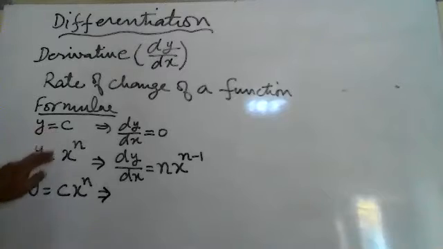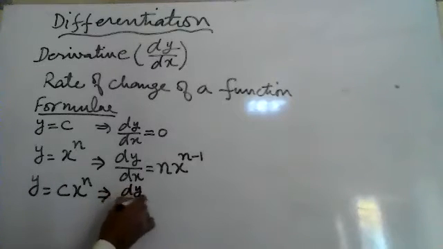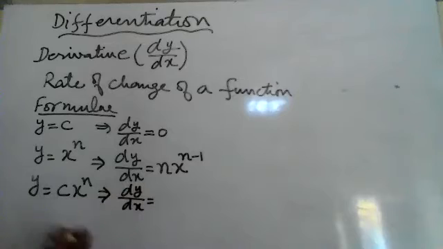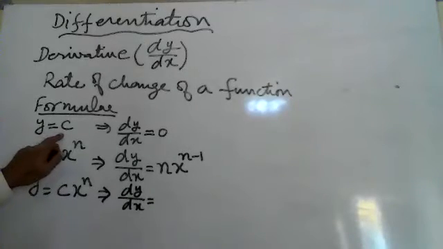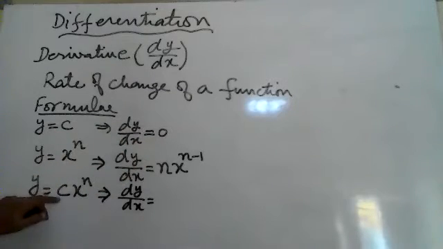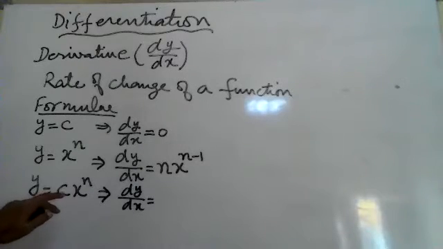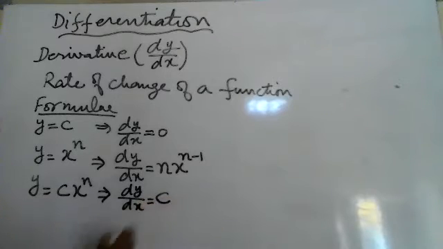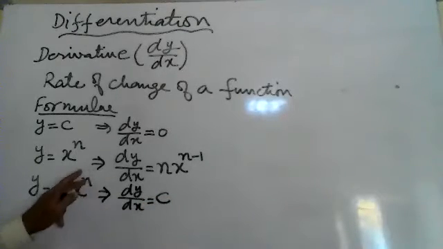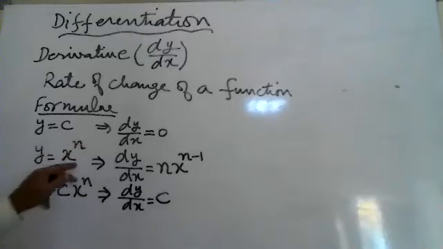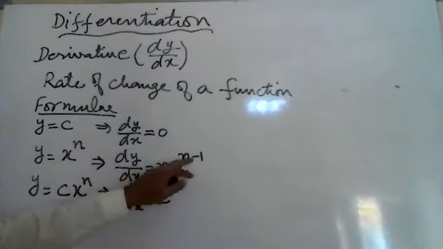Now the next: if some constant is multiplied with x to the power n, the derivative will become, the constant will remain as it is. If it is separate, independent, the derivative will be 0. But if it is not independent, and it is multiplied with some function of x, then this constant will be written as it is, and it will be multiplied with the derivative of x to the power n. The derivative of x to the power n is n x to the power n minus 1.